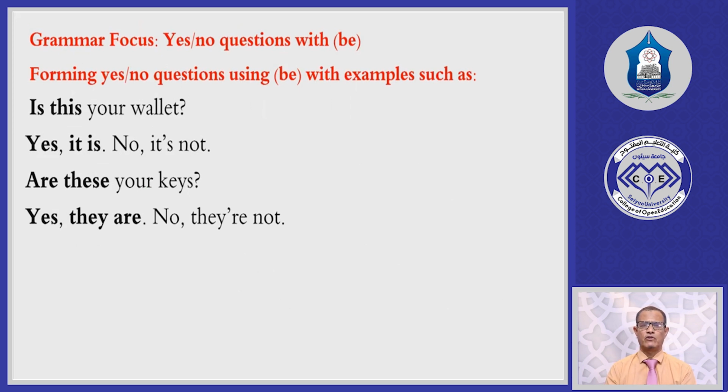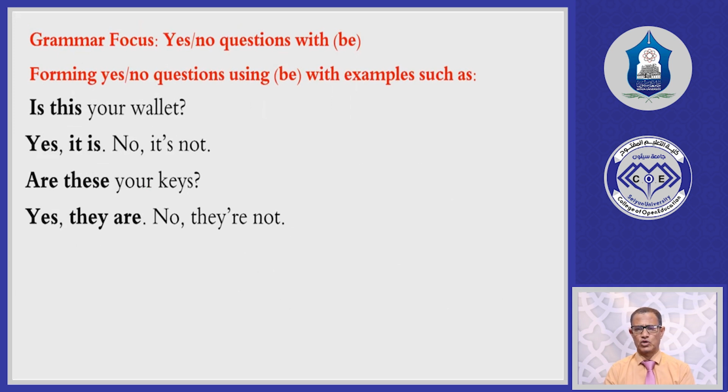Now look at number 1. For example, now we have, is this your wallet? Because we have is here at the beginning, it's a yes/no question. So how do you form yes/no questions using verbs to be? First of all, we use the verb to be at the beginning, and after that we use the subject. Is this your wallet? The answer here is yes, it is, or no, it's not. So the answer should be yes or no.